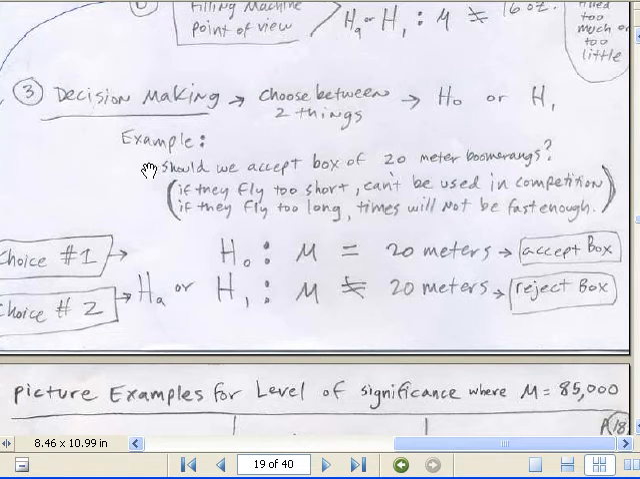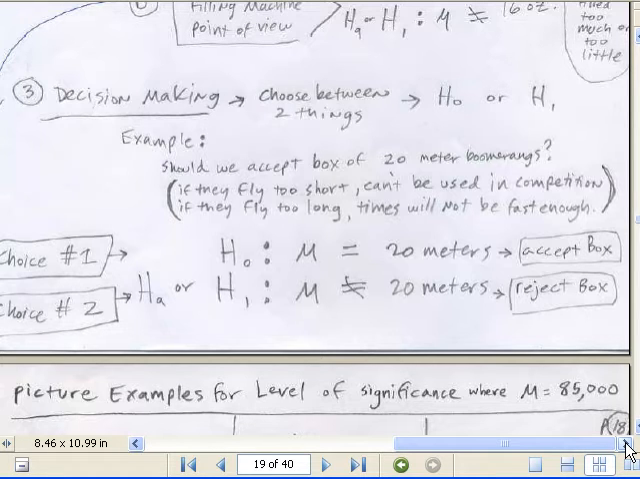So if you get a big shipment, you might have to test them to make some decision, right? If they fly too short, can't be used in competition. If they fly too long, then the times will not be fast enough. So really the question is, do we accept the shipment of 20-meter boomerangs, or do we reject it and send it back? And so if you get lots and lots of boxes, you're not going to test them all. You're going to do some sample. So decision making usually gets this two-tail like this, equal to or not equal to.